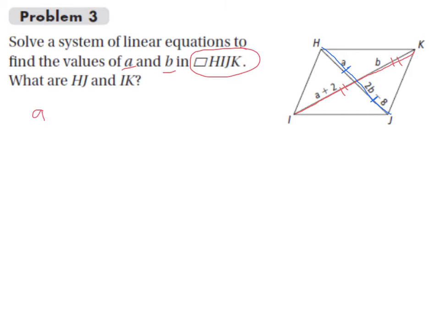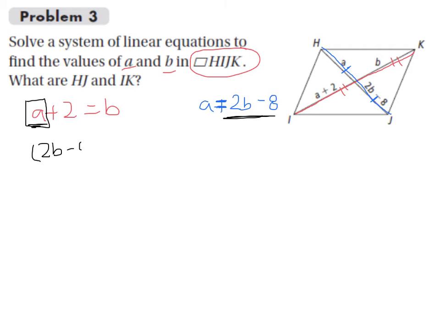I can have A plus 2 is equal to B, and I also could write A is equal to 2B minus 8. So for both of my equations, I have both variables. What I am going to do is use this information in my second equation and plug that into my A in the first equation. So now instead of writing A here, I'm going to write 2B minus 8.